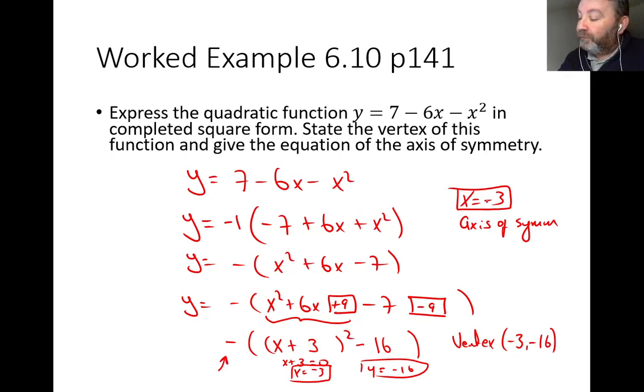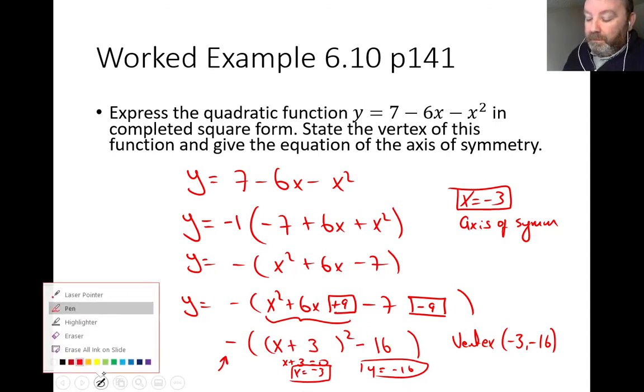So there's your axis of symmetry. The axis of symmetry is nothing more than the solution of x that's in that bracket. Okay, you take it out, set it equal to 0 and solve it. And then the vertex is the solution to that little term that's in there with the final constant, in this case here, minus 16. Okay.